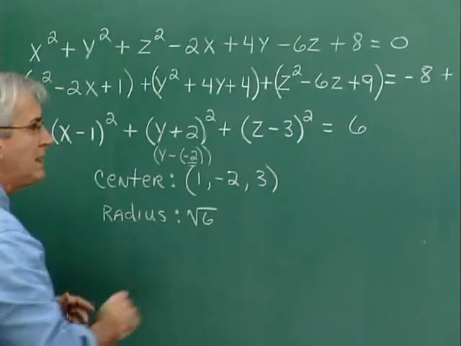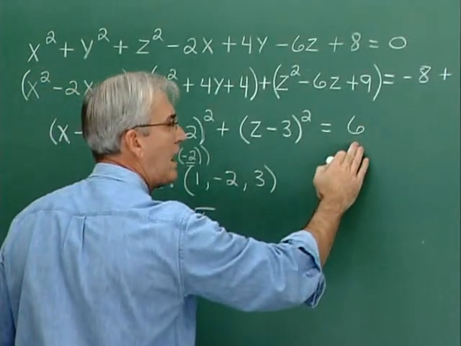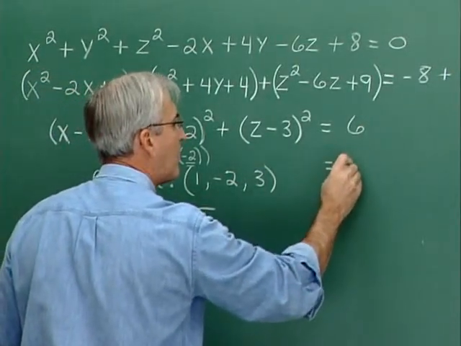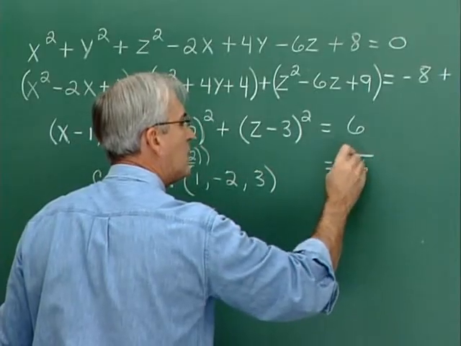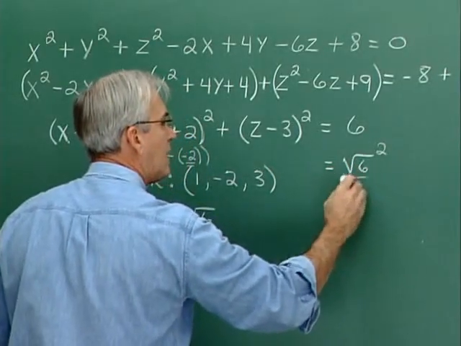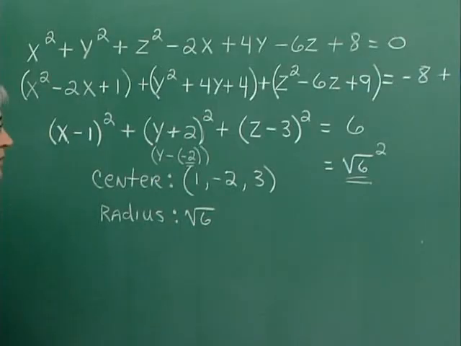For the radius, we need to identify the number which is squared to give 6, and so we would probably write this as the square root of 6 squared. And so we are identifying the radius then as the square root of 6.